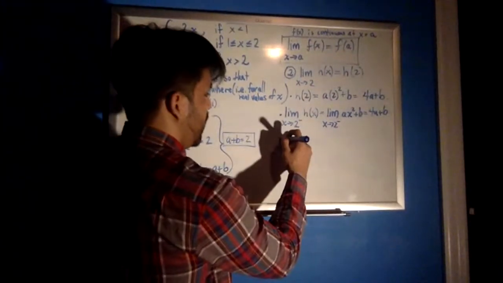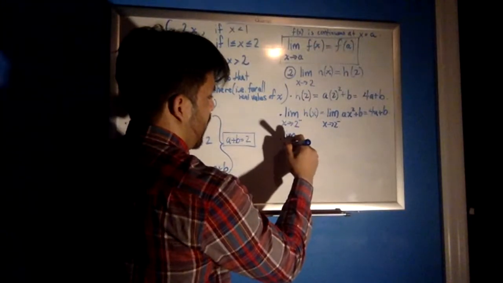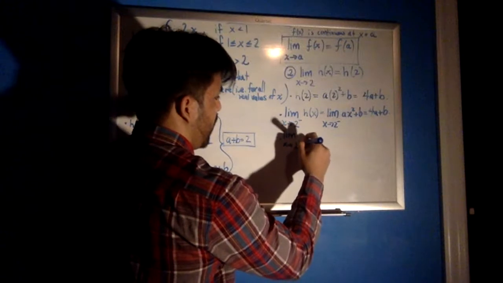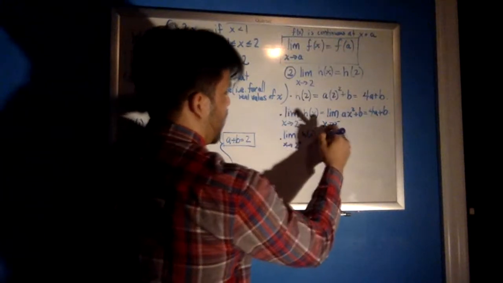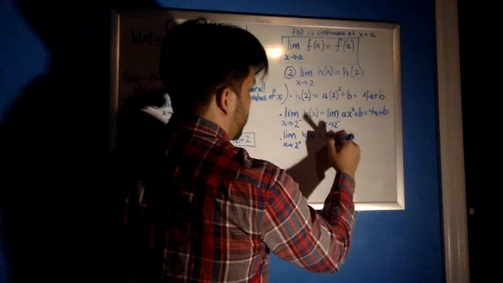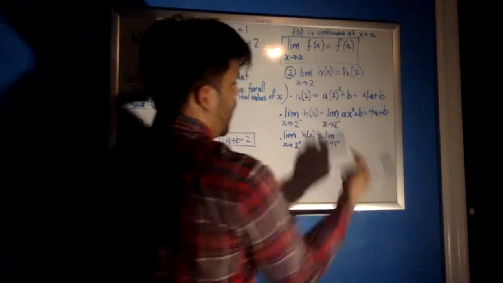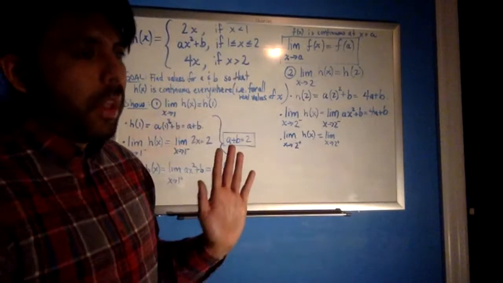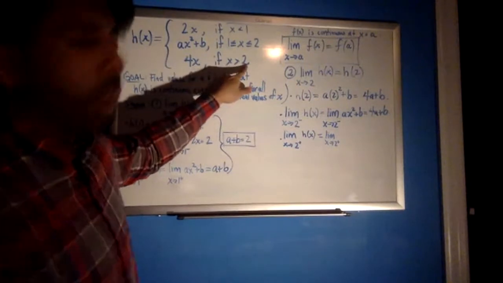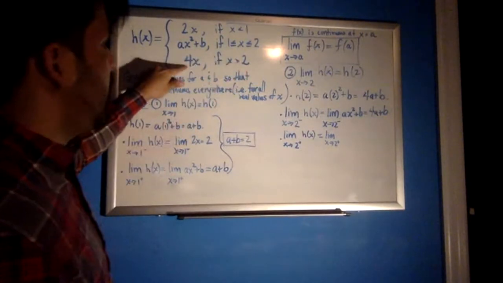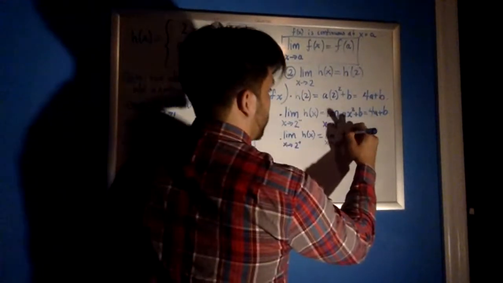I have to do the limit as x approaches 2 from the right. If I approach 2 from the right, that means I'm slightly bigger than 2. So x is greater than 2, so this condition is met. So this becomes the limit of 4x, and I get 8.